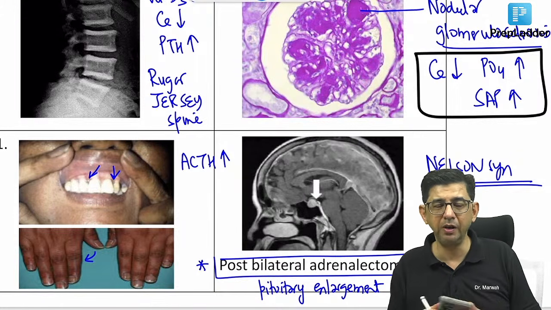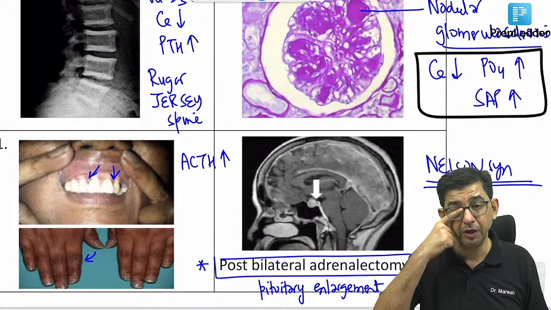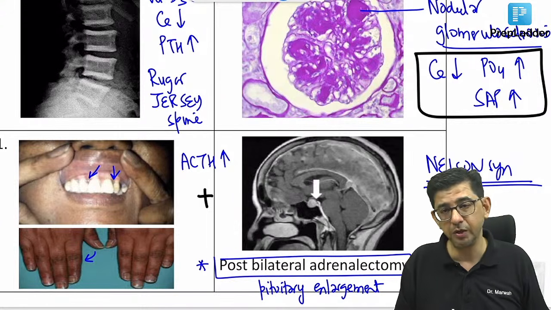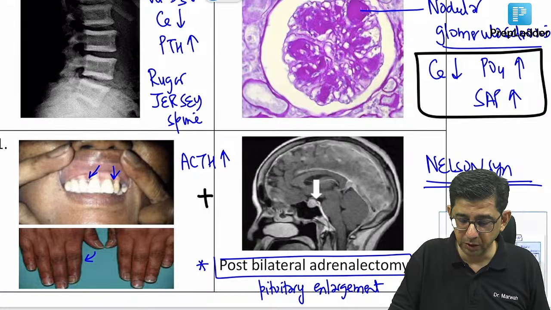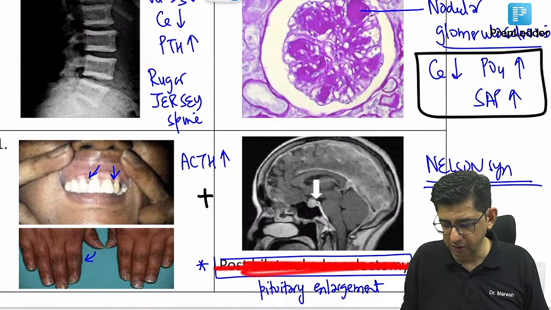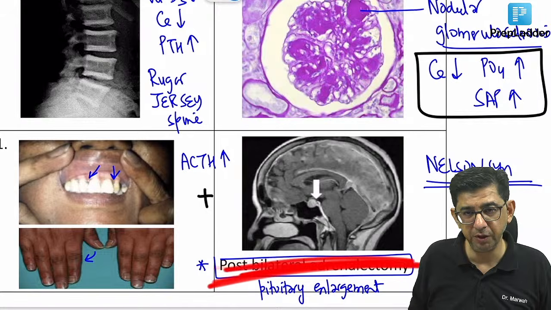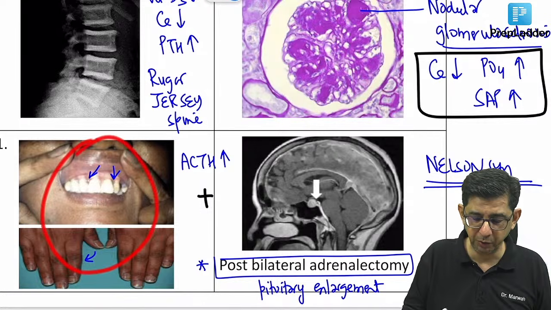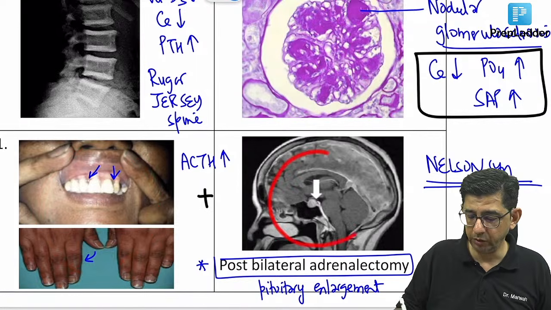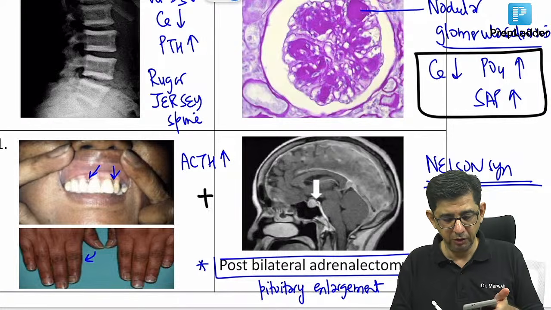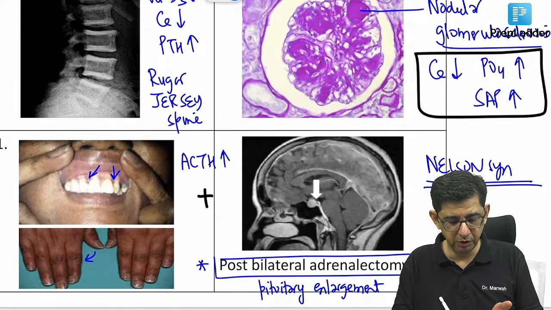If I did not even write that word, then you would have to figure out the combination of these two images, that is hyperpigmentation plus pituitary enlargement. If I had not written this, I mean, this was only done to make it easier for you. So you were able to pick up Nelson syndrome immediately. But after this, after the discussion is done, I think you can pick up that if you get a combo of hyperpigmentation along with pituitary enlargement, you are spot on for Nelson syndrome, even if in the question the word bilateral adrenalectomy is not given. So very good spot on answers there.